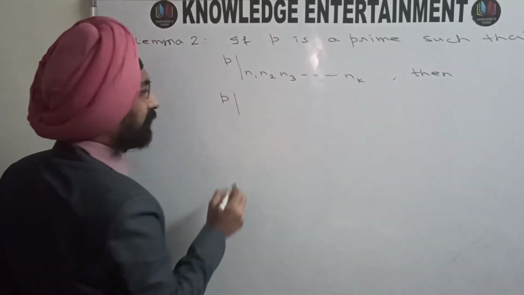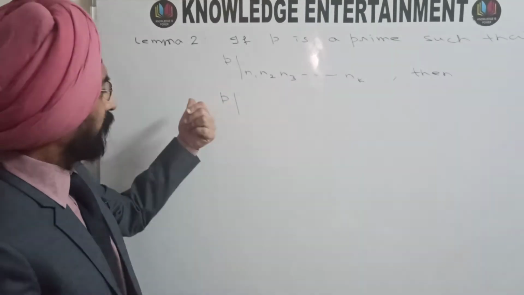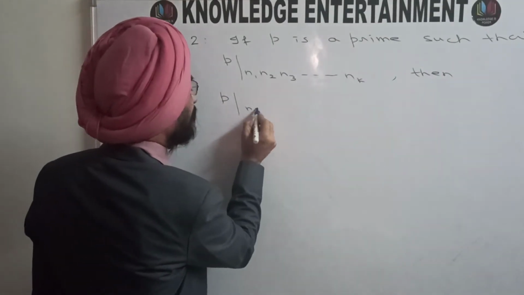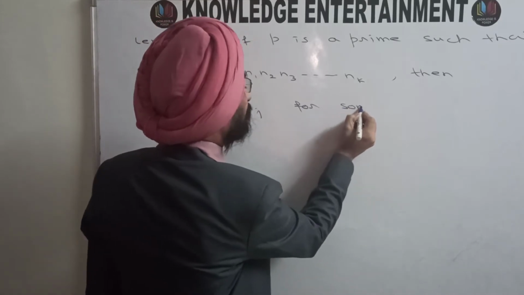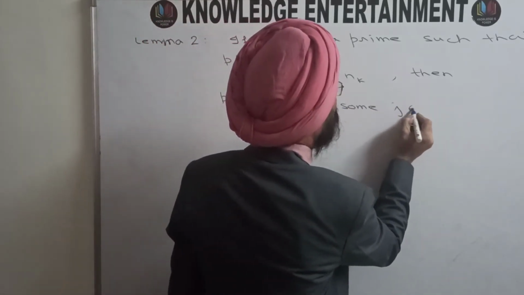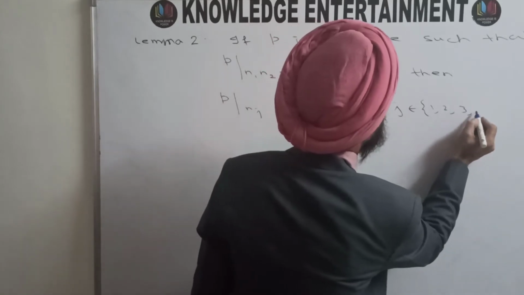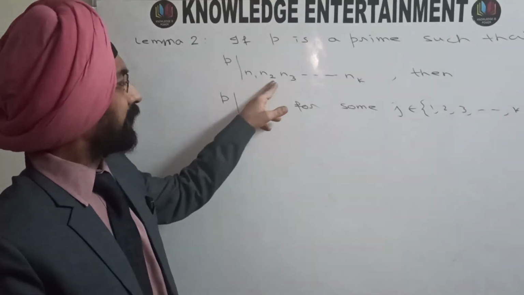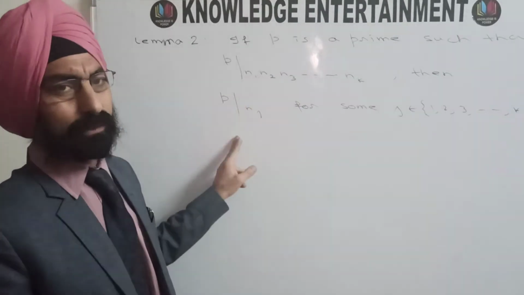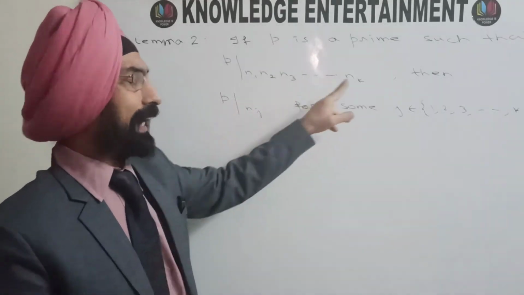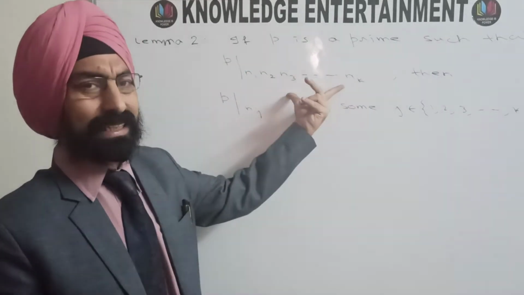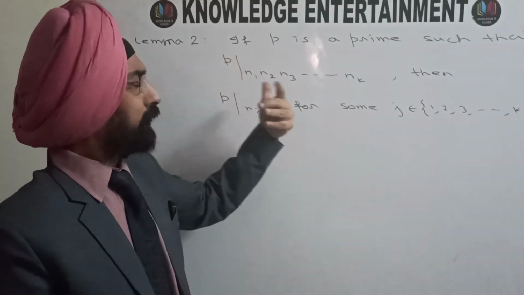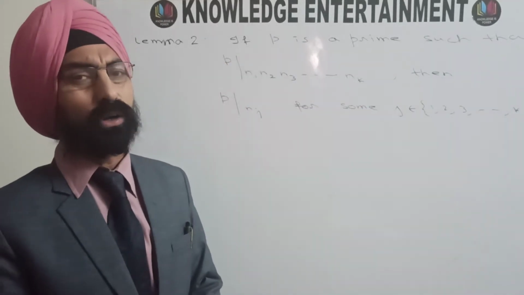P must divide at least one of them. So that means P divides nj for some j belonging to the set 1, 2, 3 and so on up to k. That means this nj is one among these. So nj may be n1, nj may be n2, nj may be n3, nj may be nk. So if P divides the product of k integers where P is a prime, then P must divide at least one of them. So now I am going on to the proof of lemma 2.